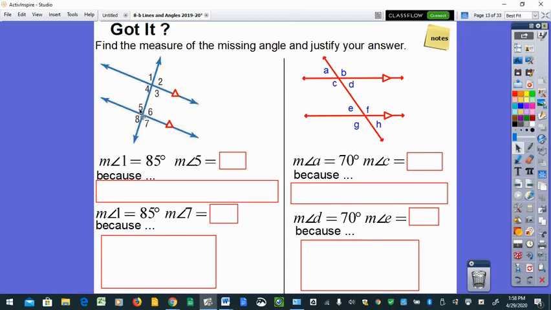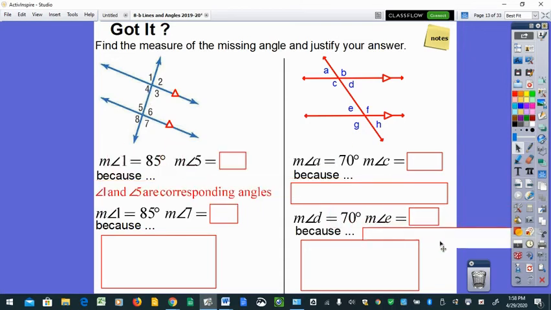Okay, angle 1 and angle 5 are corresponding angles. They have the same measure, 85 degrees. Did you put that number, and were you able to give that as your justification, as your defense of your answer? So you give the given angle and the one you're looking for and tell what relationship they have.